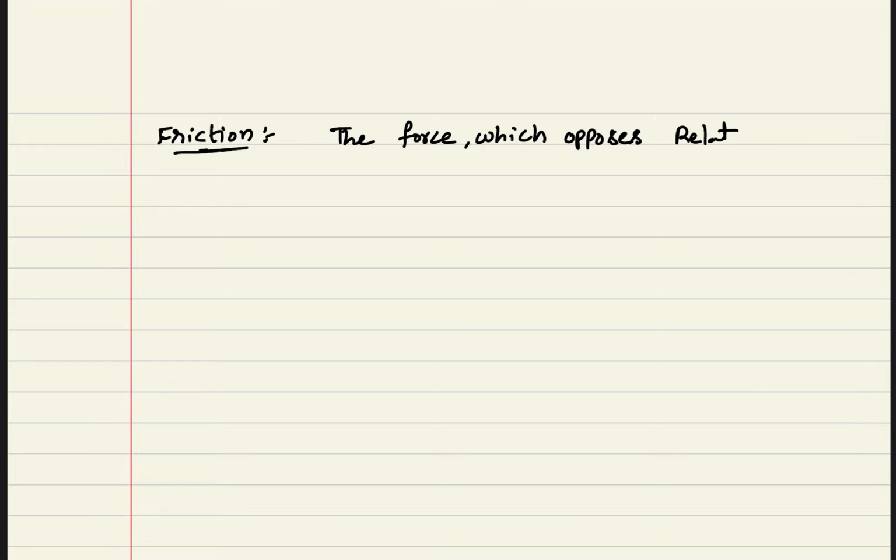Okay, next one, tension force. And one more force is there. Before writing that, friction, I will explain in more detail later. Friction is nothing but the force which opposes relative motion between two surfaces.